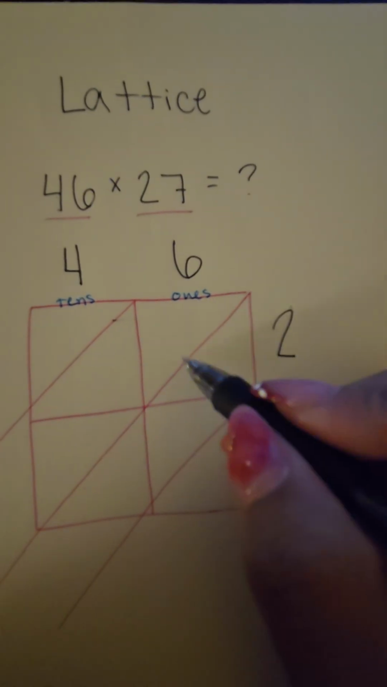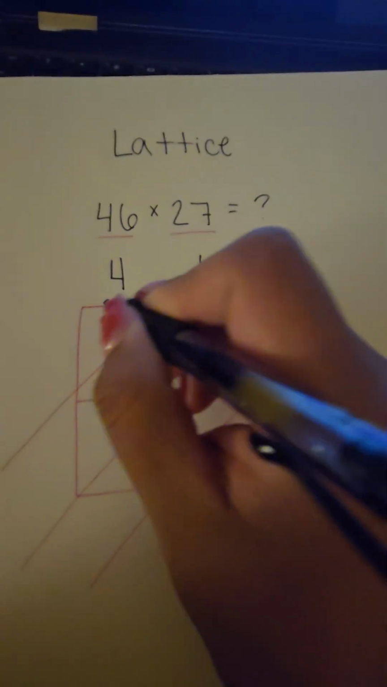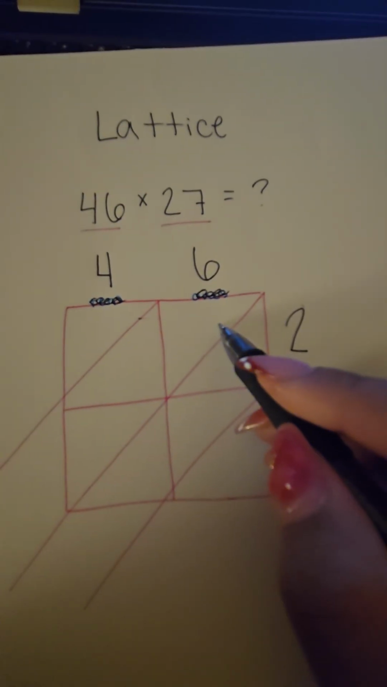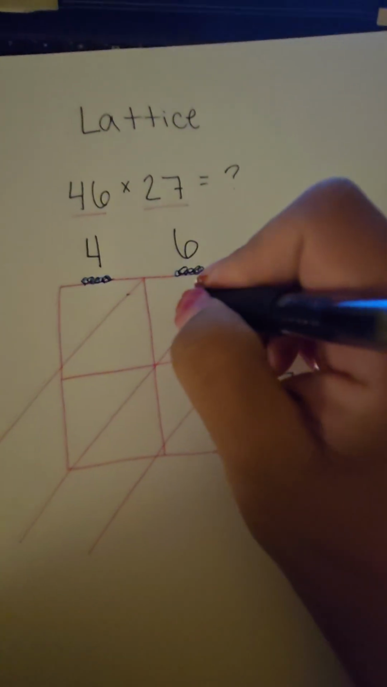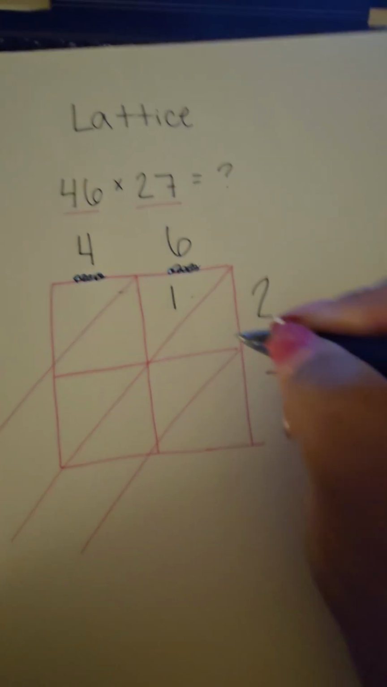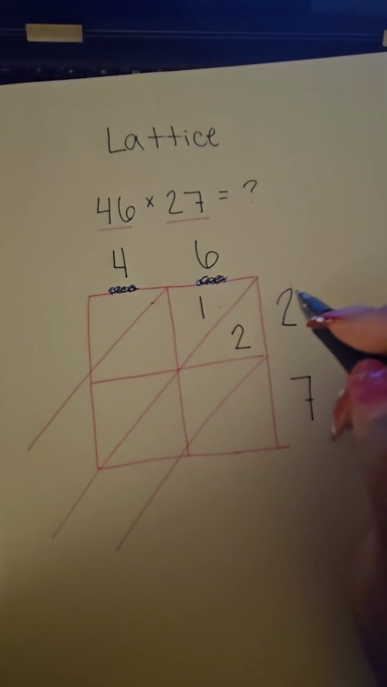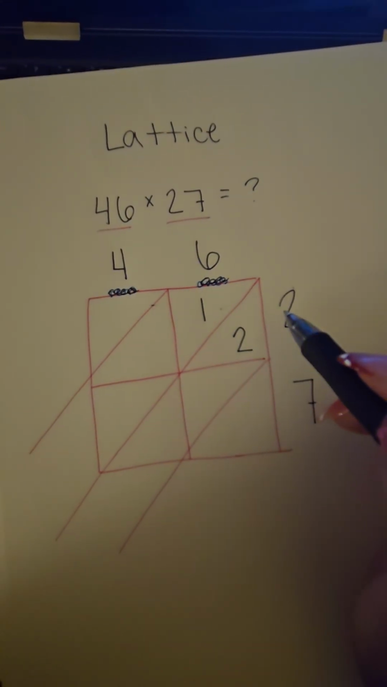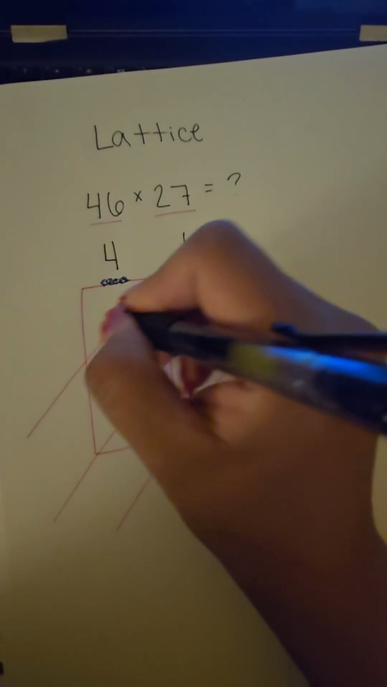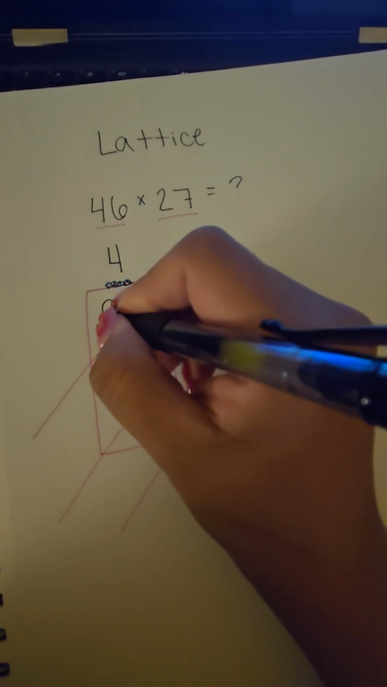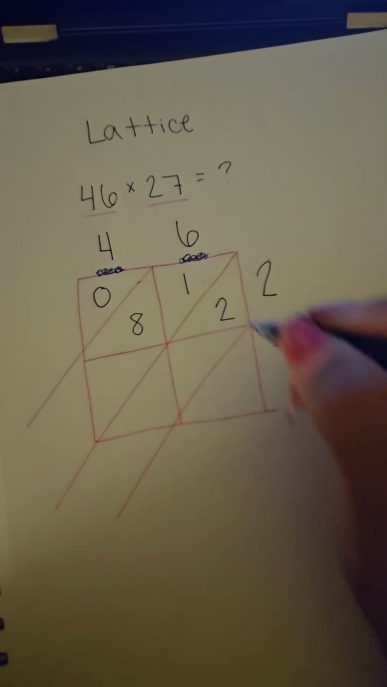This one is 6 times 2, which is 12. Now, here, let me cross this out so we don't get confused. This top part is your tens and this bottom part is your ones. So since it's 12, I put the 1 here and the 2 here. Next, we're going to do 4 times 2, which is 8. 8 doesn't have any tens. So in the top part, which is the tens part, we will put a 0. And then just 8 in the ones.